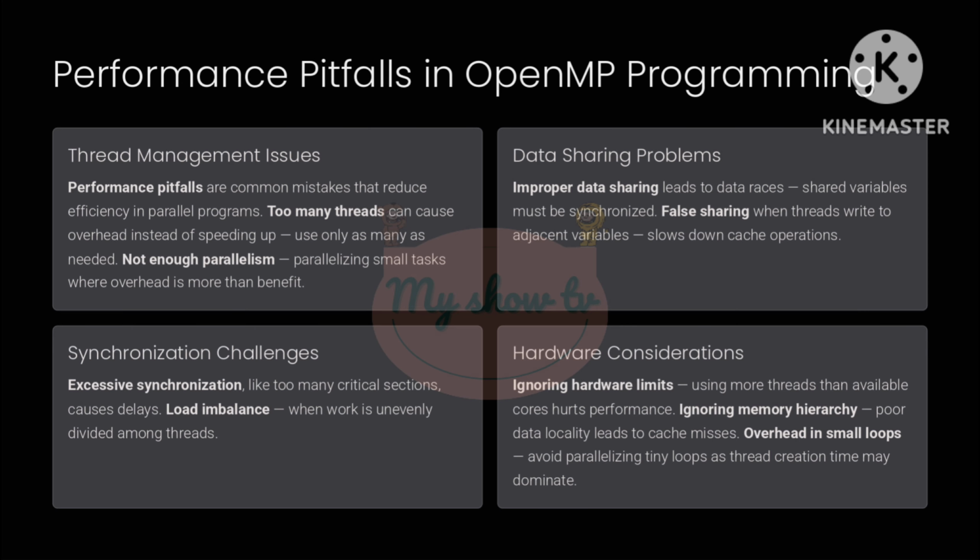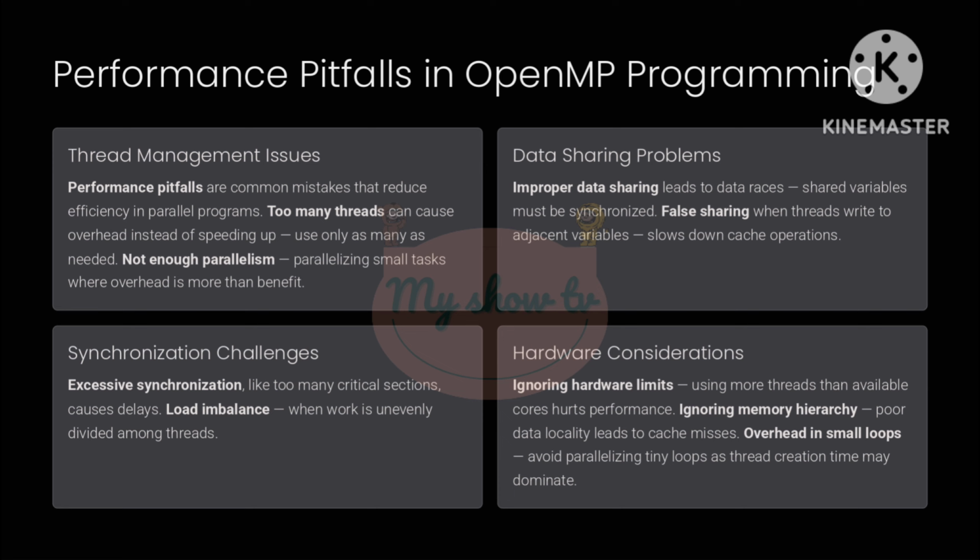Slide 3. Performance pitfalls in OpenMP programming. Even though OpenMP makes parallel programming easy, common mistakes, known as performance pitfalls, can make our parallel code inefficient. First, creating too many threads is a common issue. For example, on a machine with 8 cores, using 100 threads will make the system slower due to overhead.